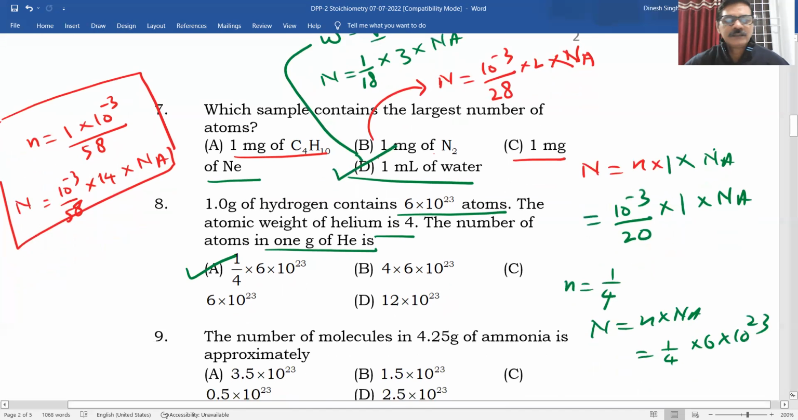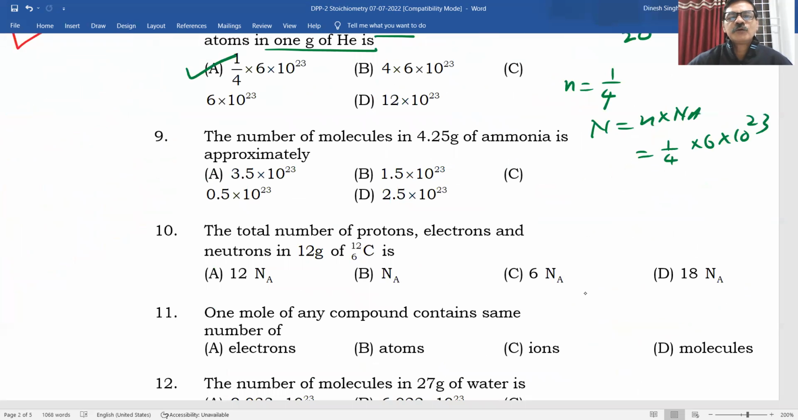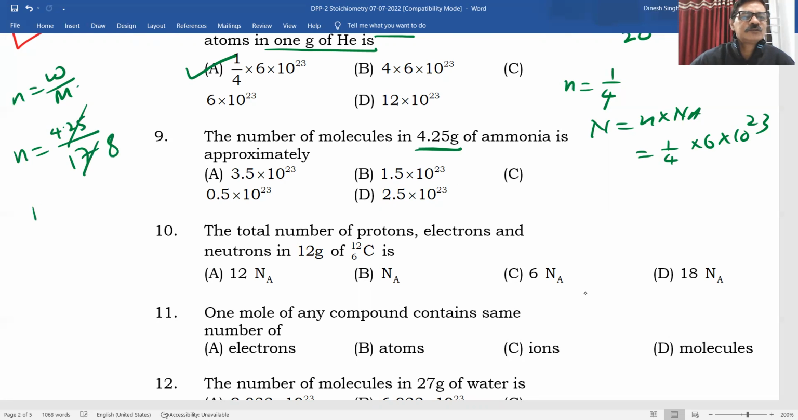After that, we can see the next question. The number of molecules in 4.25 gram of ammonia is approximately what? 4.25 gram is asked. So moles will be, which formula will we apply? The third formula. Moles equals weight upon molecular weight. 4.25, and ammonia is having 17. So this will be 8.5, 4.25 into 2, so this will be cancelled 8 times. So moles are 1/8.